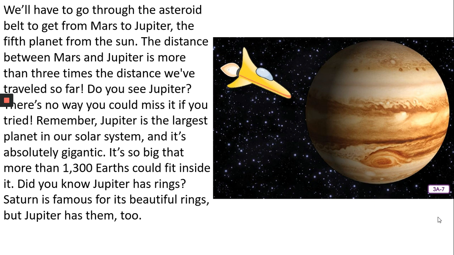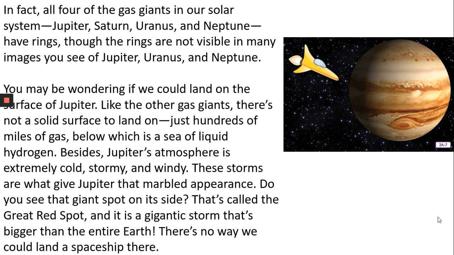Did you know Jupiter has rings? Saturn is famous for its beautiful rings, and Jupiter has them too. In fact, all 4 gas giants in our solar system, Jupiter, Saturn, Uranus, and Neptune, have rings, though the rings are not visible in many images you see of Jupiter, Uranus, and Neptune.